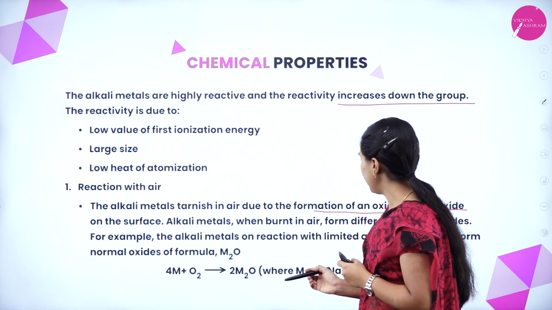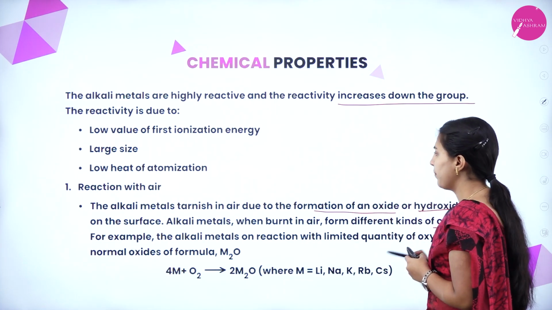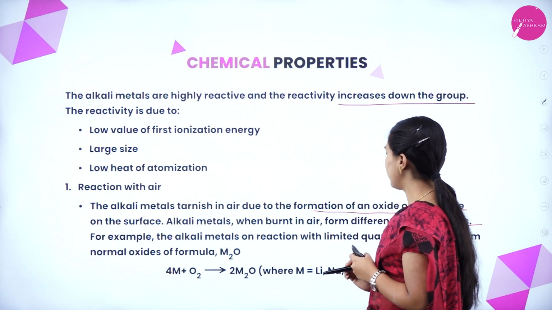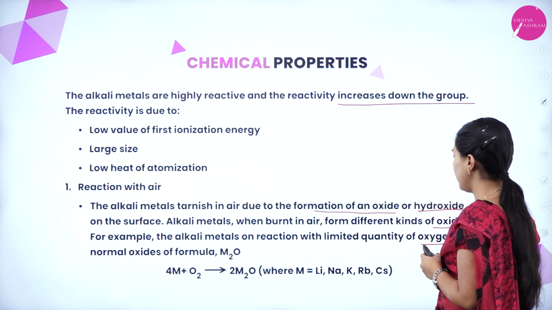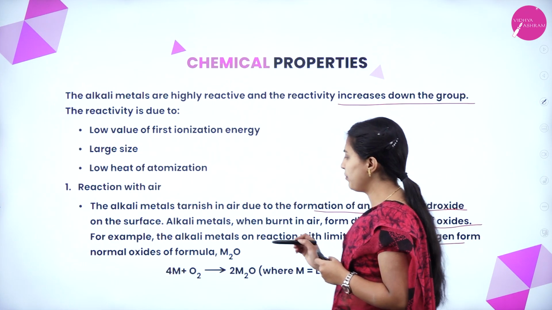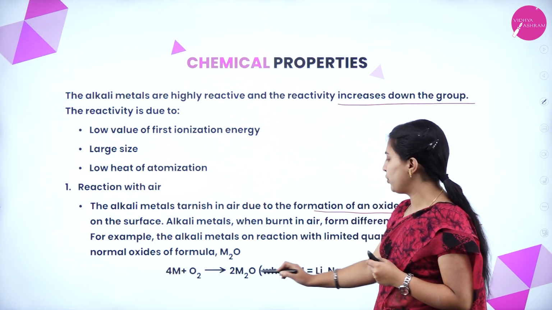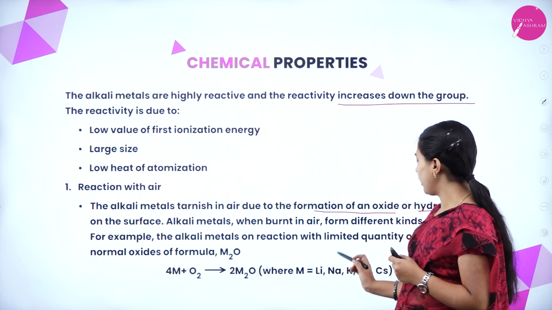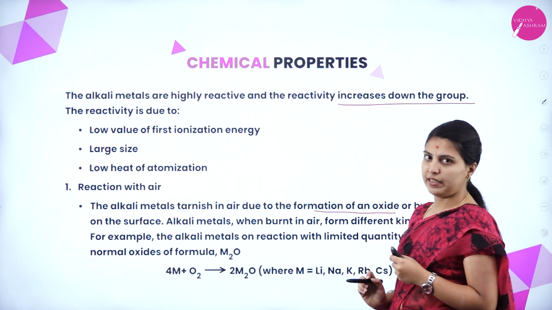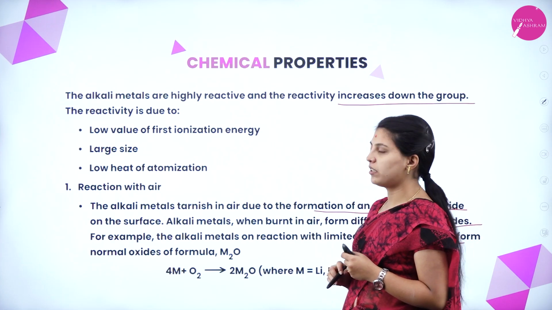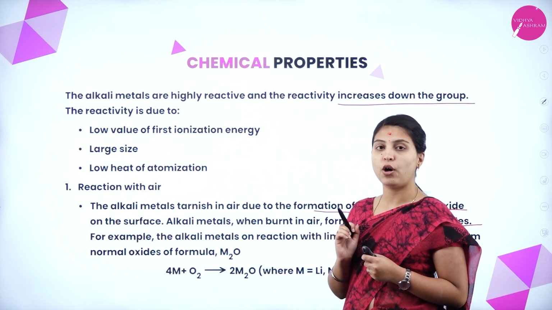Alkali metals when burnt in air form different kinds of oxides. For example, the alkali metals on reaction with a limited quantity of oxygen form normal oxides of formula M2O. This is metal reacting with oxygen, 2M2O will form. M can be lithium, sodium, potassium, rubidium or cesium. This is how the alkali metals react with air. It will usually form oxides.